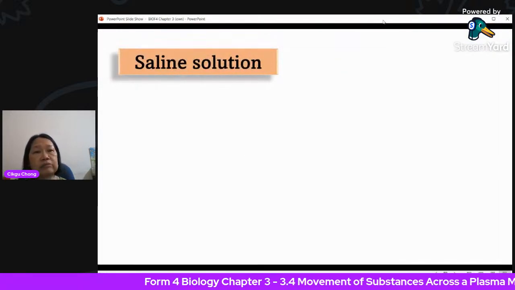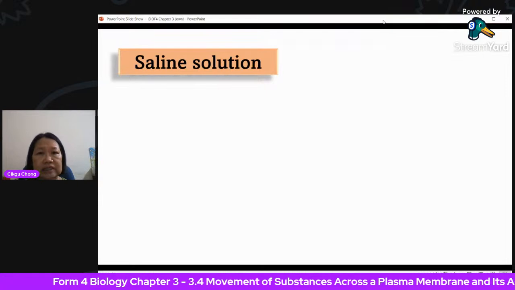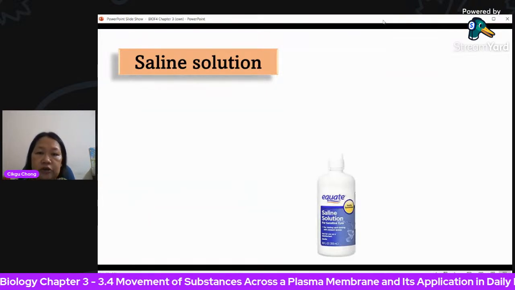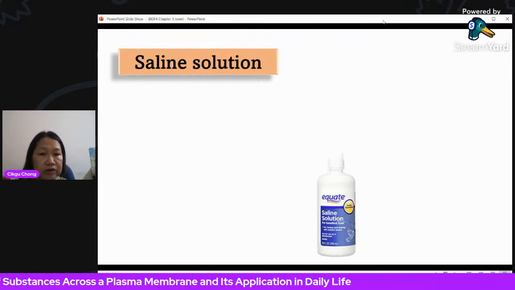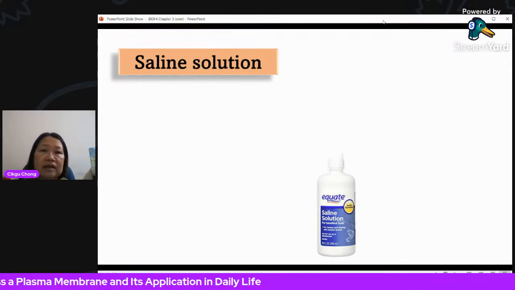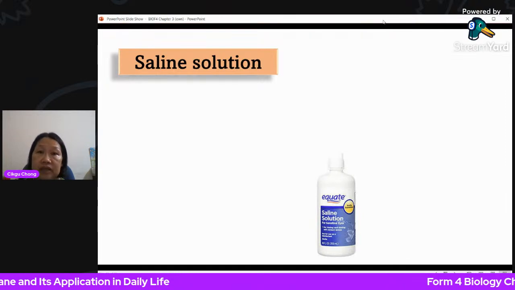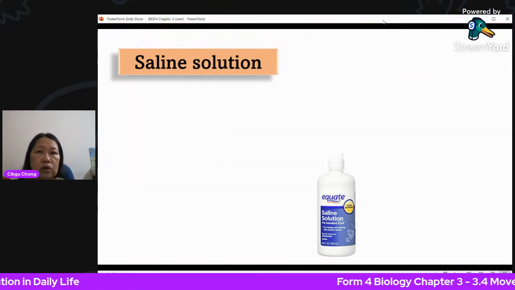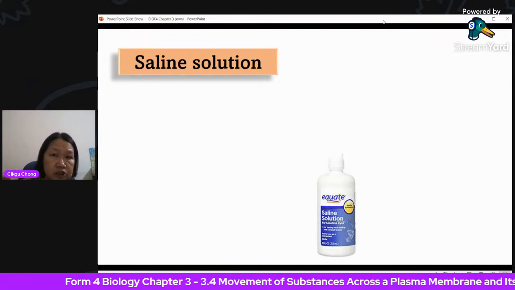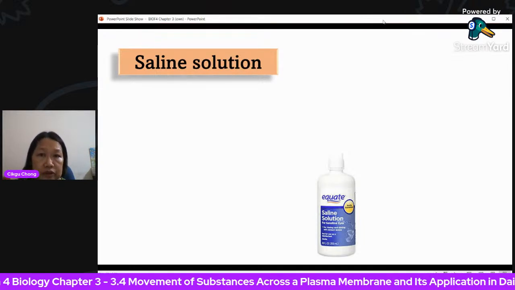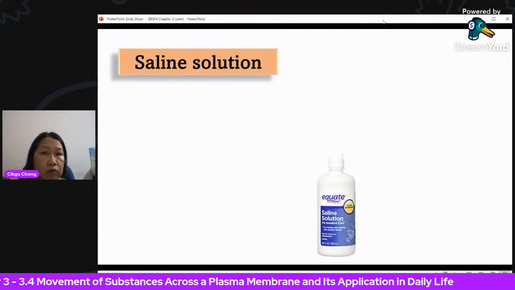Next one, saline, number 4. Saline solution is basically salt water. Are you familiar with this bottle? If you wear contact lenses, I'm sure this is very familiar to you. You need this to wash your contact lenses. You need to take them off, put them into the contact lens casing, and you need a special solution to immerse your contact lenses. You can't use pipe water, right?